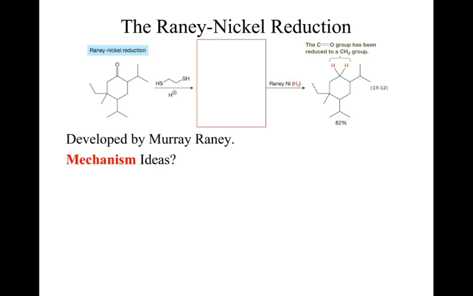And the last one is a Raney-Nickel reduction. This was developed by Murray Raney. It is in 2 steps. So we would take our carbonyl compound and react it first with this dithiol compound in the presence of an acid, and we would follow that up with a reaction with Raney-Nickel and hydrogen gas. So the sulfur helps change the structure so that it will react with hydrogen gas and, through our nickel catalyst, place the hydrogens on.